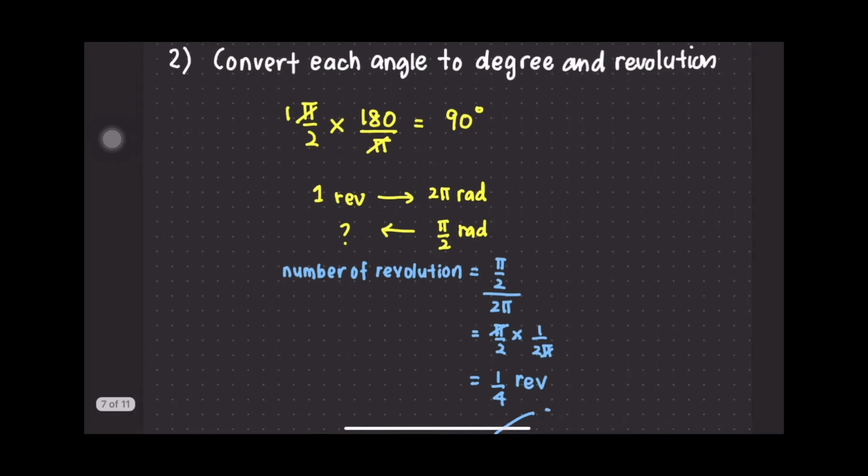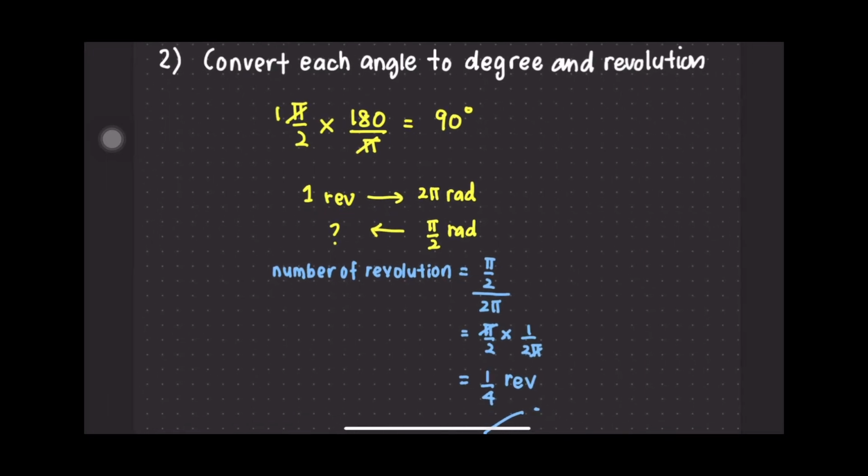Okay, how to convert into revolution? Satu rev bernilai 2 pi radian. Okay, kalau kita ada half pi radian, berapa revolution? So half pi radian kena bahagikan dengan 2 pi, awak akan dapat 1/4 revolution. Maksudnya 1/4 revolution adalah bersamaan dengan 90 degree ataupun bersamaan dengan setengah pi radian.